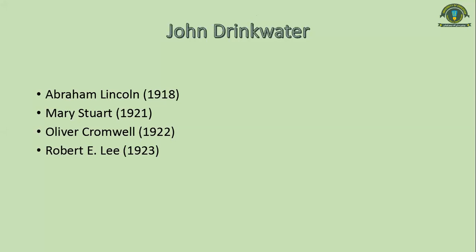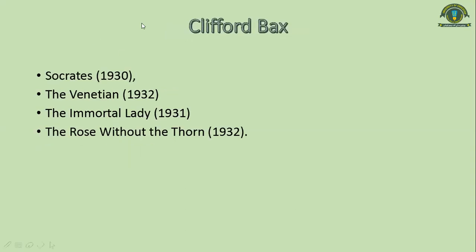In Mary Stuart, he gave a subtle study of a woman who cannot find any man great enough to satisfy her soul's love. And in Oliver Cromwell and Robert E. Lee, the author actually gave greater importance to the political and social problems than to the presentation of history. And the close association between the poetic school and historical school is well exemplified by this author and the next one, Clifford Bax.